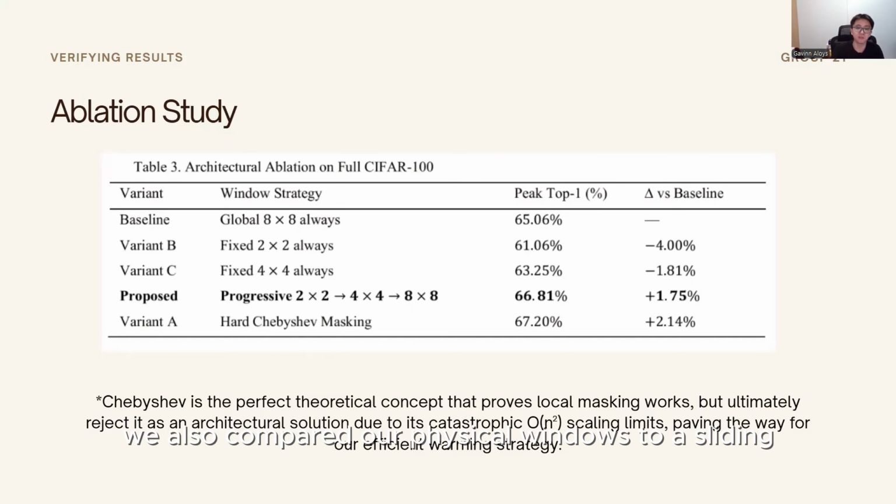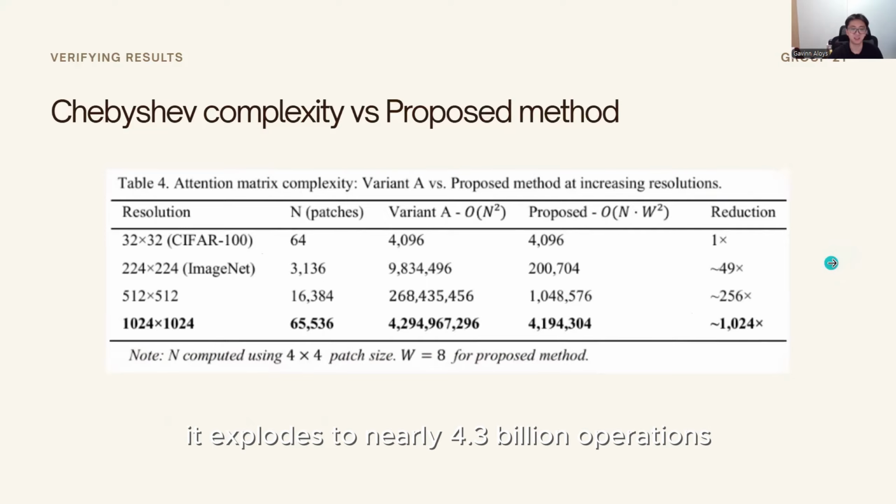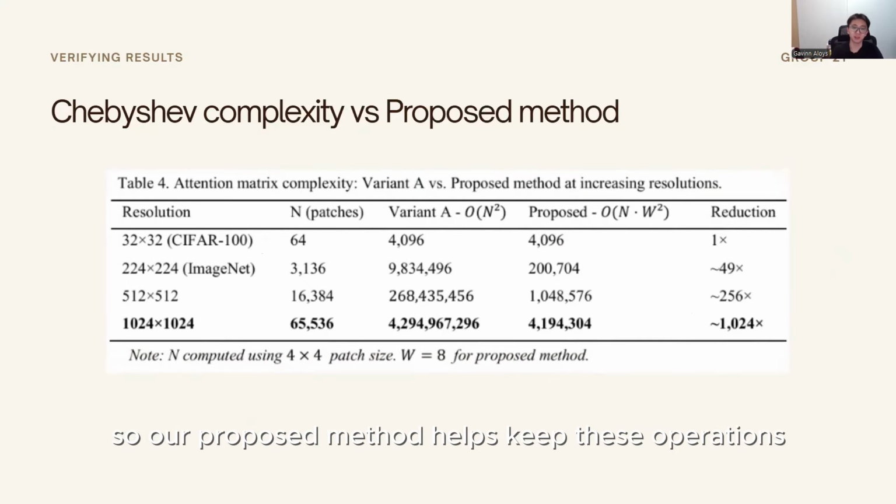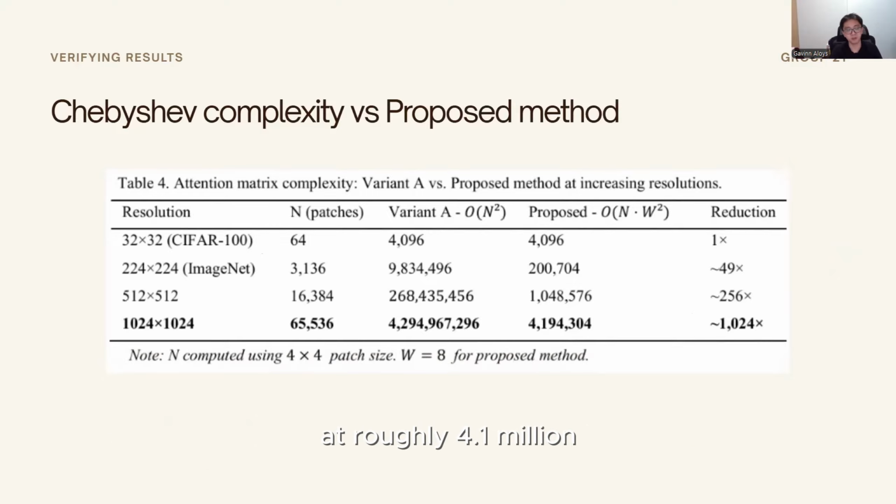We also compared our physical windows to a sliding Chebyshev distance mask. While the sliding mask works in theory, as you can see here in this table, it explodes to nearly 4.3 billion operations at higher resolutions compared to ours. So our proposed method helps keep these operations lean at roughly 4.1 million, proving that it is also a scalable choice.